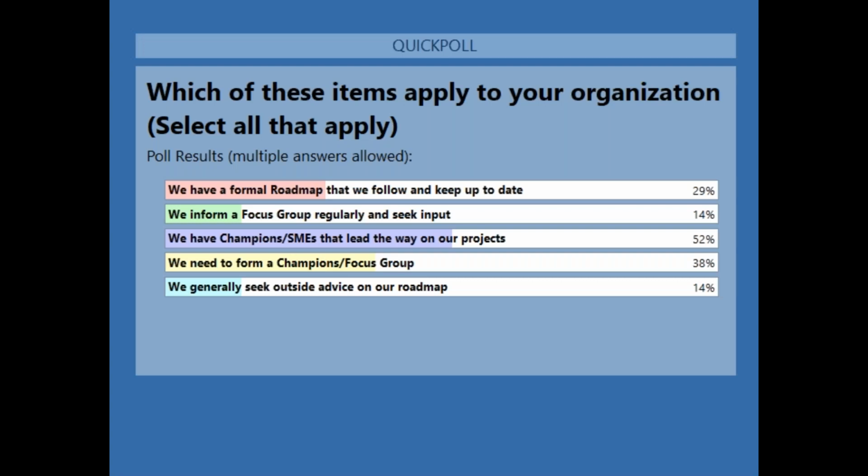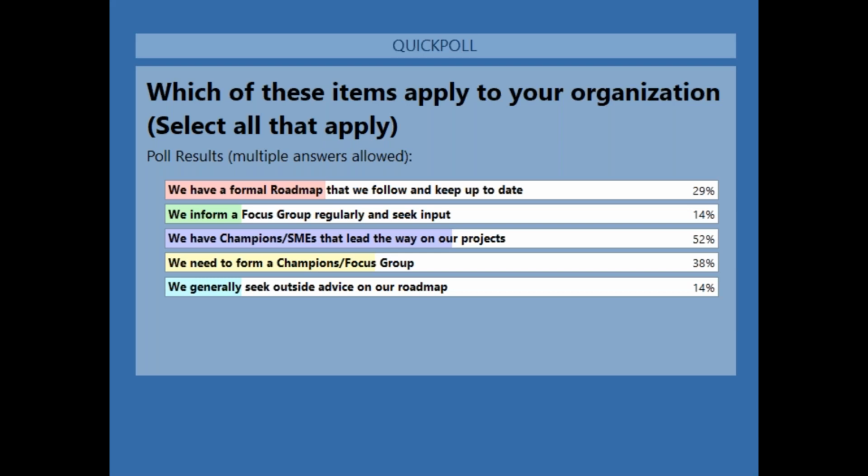All right, so this is fantastic. 52% of you have a champions team that leads your way on your project. That's fantastic, best practice for sure. We'd love to see that focus group question a little higher. You have a focus group and you're able to seek input. 14% have that. Certainly bringing SMEs into your projects, fantastic.